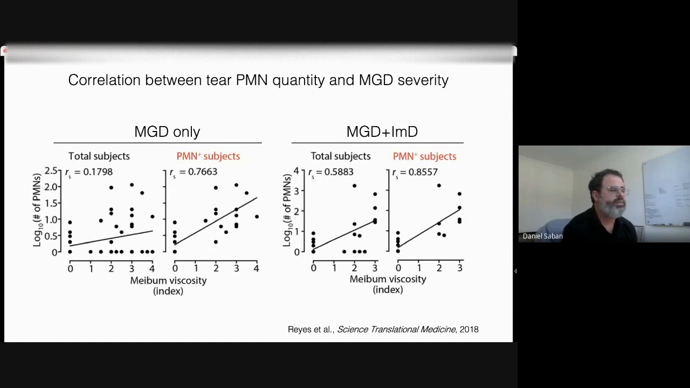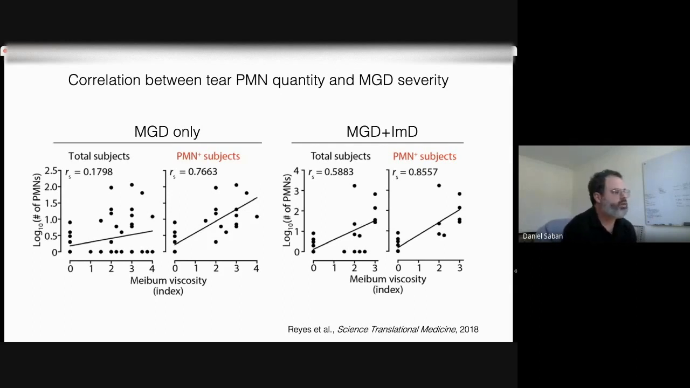Sure, we didn't have as many patients in the MGD IMD, and most of them had a score of two and above. But you can see a very nice correlation, especially when we looked only at those PMN positive patients. And the correlation was even stronger when we only looked at the PMN positive patients. And you can argue both sides.